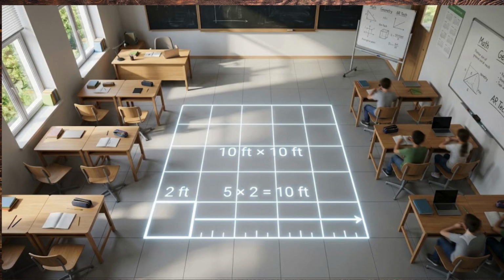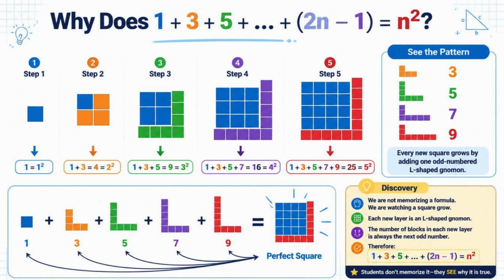Now let's connect this to something we saw in our Pythagoras theorem video: the gnomon. How does a square actually grow? This is where we get a beautiful mathematical pattern. 1 plus 3 plus 5 plus 7, up to 2n minus 1, equals n squared. But why do these odd numbers produce perfect squares? Let's visualize it. Start with just one tile. That gives us 1 squared equals 1 times 1 equals 1.